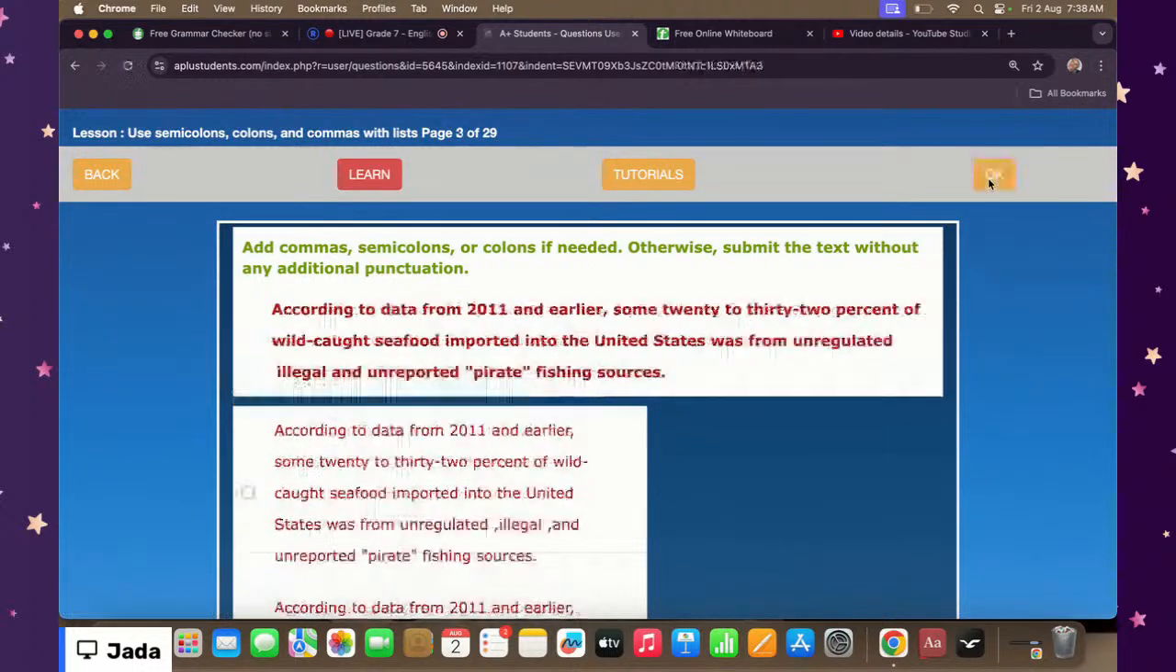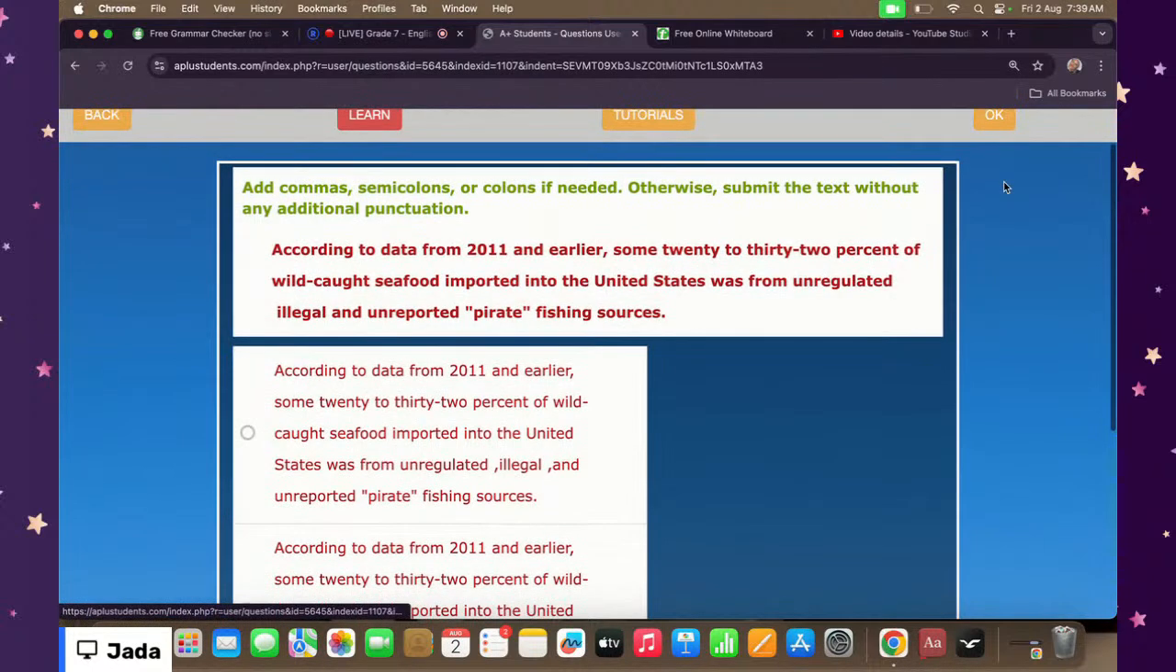So commas always come before coordinating conjunctions like and, but, also. According to data from 2011 and earlier, some 20 to 32% of wild caught seafood imported into the United States was from unregulated, illegal, and unreported pirate fishing sources. So you have to check and make sure that it's in the right order.